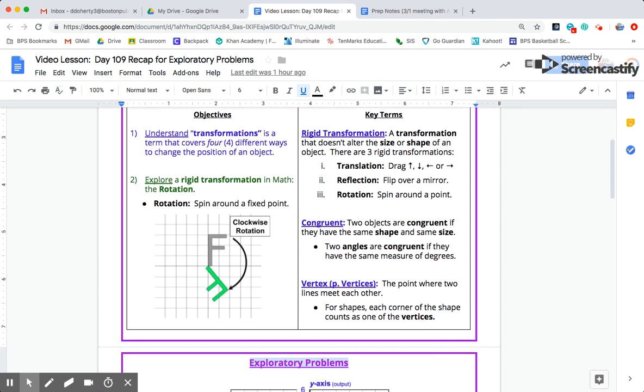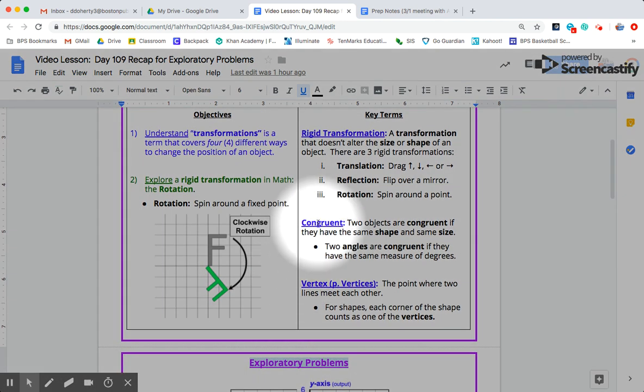You're going to start seeing some key terms more often. Congruent, we're familiar with. That should mean same size, same shape. The big key term we're going to talk a lot about, and you should already be familiar with a bit, is what a vertex is, or in the plural, vertices. And that's just the corners of the different shapes that we're working with. It's any point where two lines meet each other is called a vertex. So when we have a shape, every corner of the shape counts as one of its vertices.